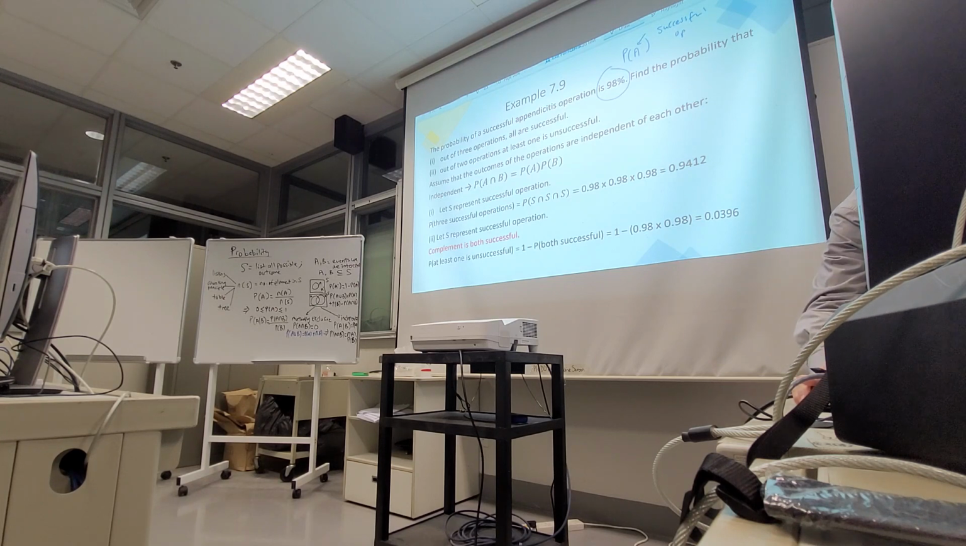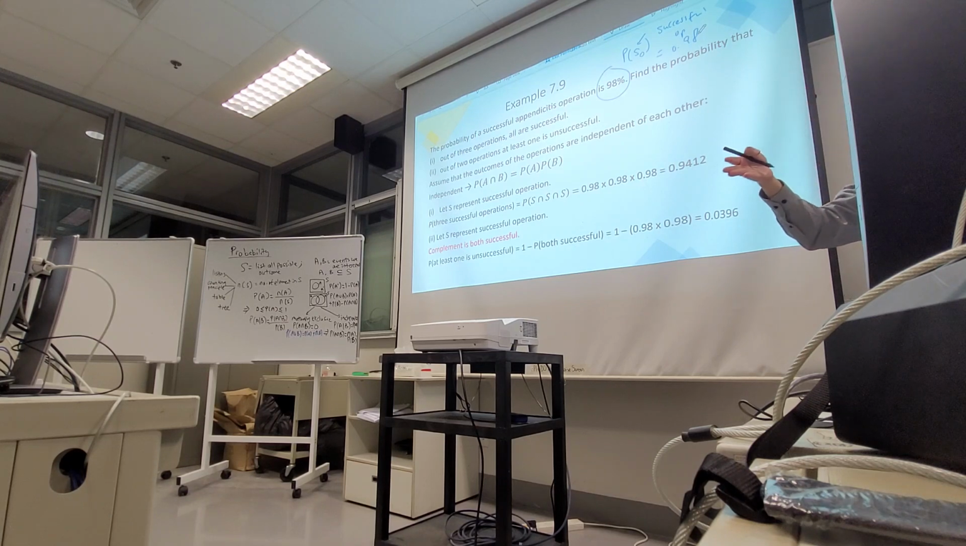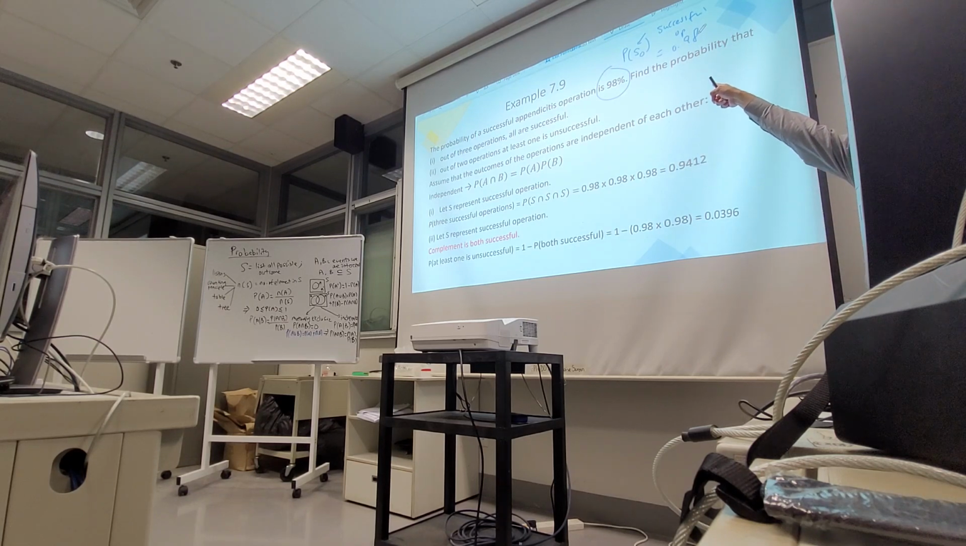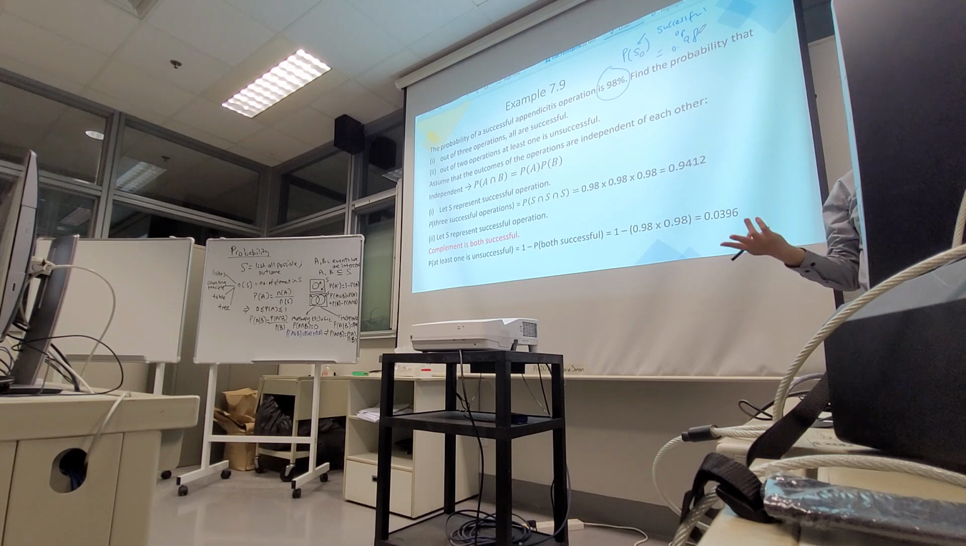Maybe let me not use S. Let me use SO, meaning successful operation. So the probability of having a successful operation is 98%, which means this is equal to 0.98. Always remember to convert a percentage into a decimal, because I told you, probability is always between 0 and 1. So don't use 98 in your calculation. You have to convert it into a ratio.